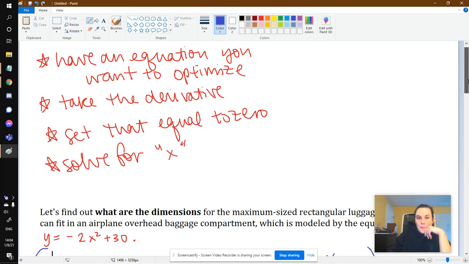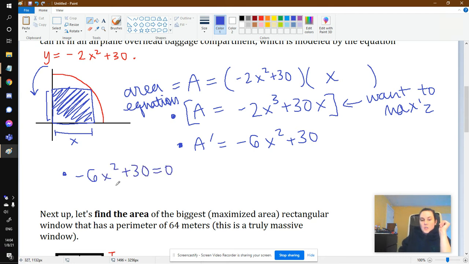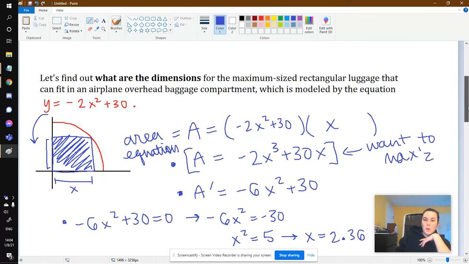We found our equation. Now we're going to take the derivative. To take the derivative of this, we use the power rule. So have our equation, take the derivative. Now we're going to set this equal to 0 and solve. We're going to move the 30 to the other side. We're going to divide by negative 6. And then we're going to say, what's the square root of 5? It's like 2.36. We're done. Psych.